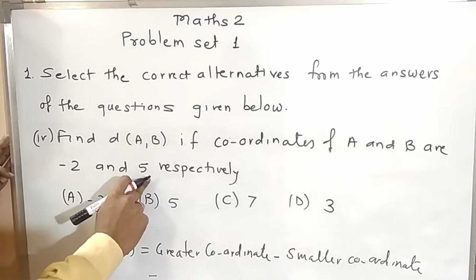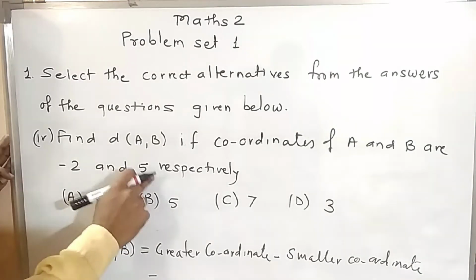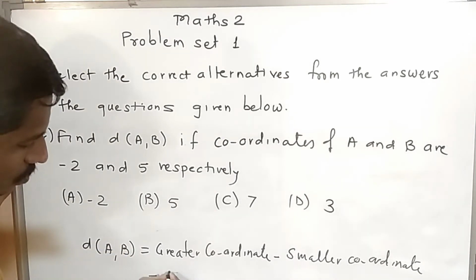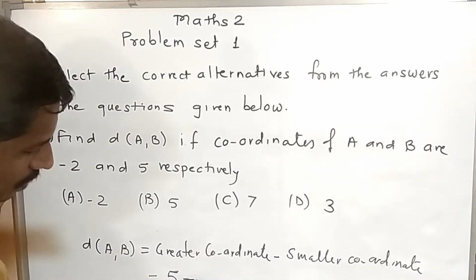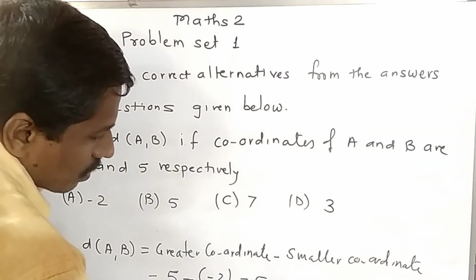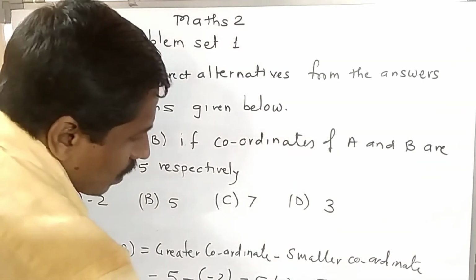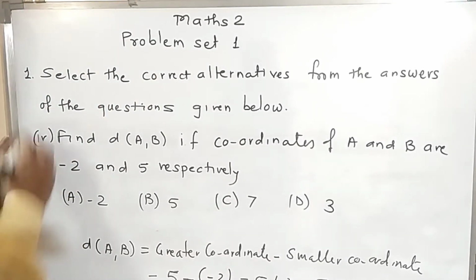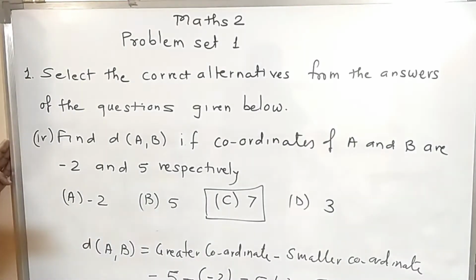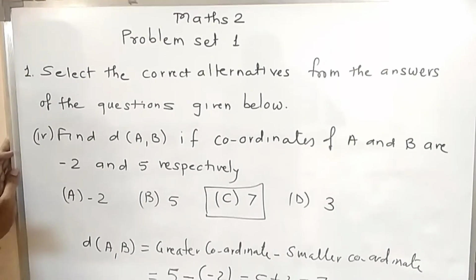5 is a positive number, -2 is a negative number. A positive number is greater than a negative number. The greater coordinate is 5 minus the smaller coordinate, -2. So it will become 5 plus 2 and the answer is 7. The correct option is option C, that is distance AB is 7 units.